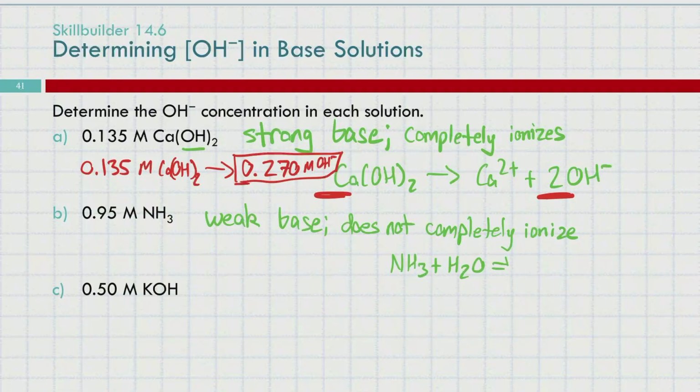It picks up a hydrogen from water and turns the water then into hydroxide, and the ammonium is also formed. It's a 1-to-1. All of our weak bases that we learn in this class are just going to produce one base equivalent. So the max, if it was strong, would be a 1-to-1 ratio. So it would be 0.95 molar hydroxide. It is not strong, right? So it's going to be less than that.